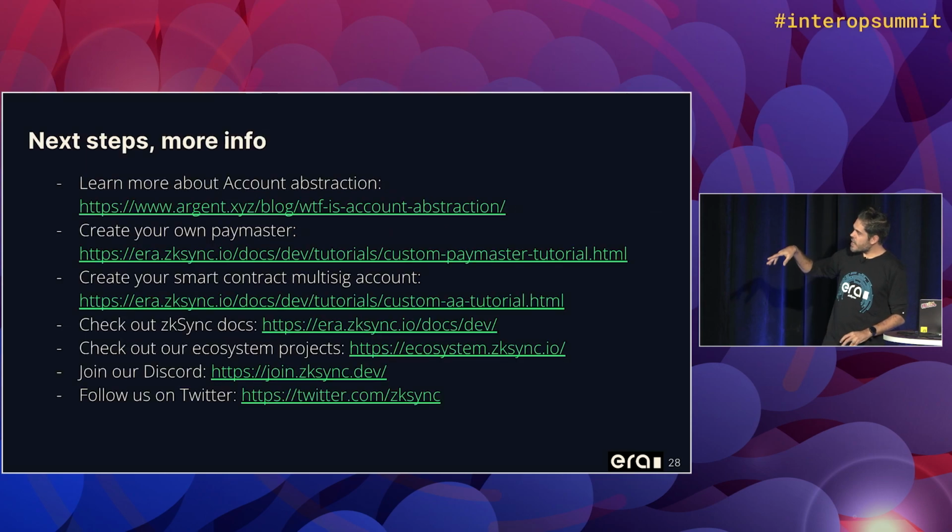Here are a few links if you want to know more about account abstraction. We have 2 pretty cool tutorials in our docs. One about how to create your own Paymaster. Another one on how to create smart contract accounts. There are multi-sig accounts, native multi-sig accounts. In our docs, you will have a lot more information in general about zkSync Era. In our ecosystem page, you will find all the projects that are deploying on zkSync. We have more than 150 projects, from big DeFi protocols to NFT marketplaces, games, wallets, everything.